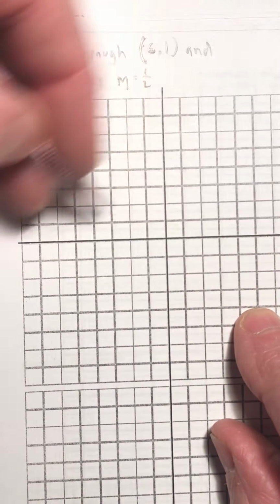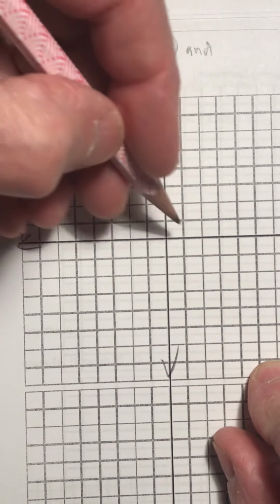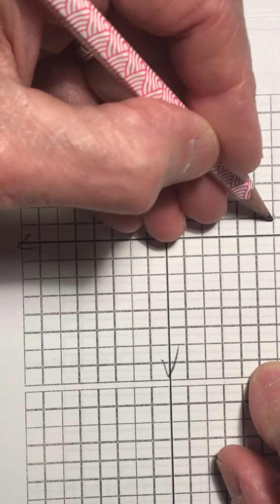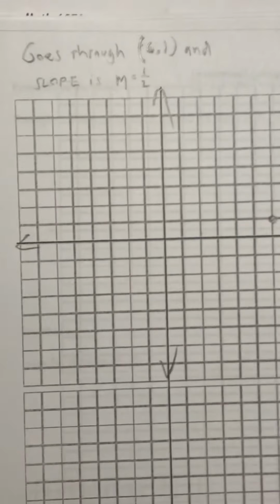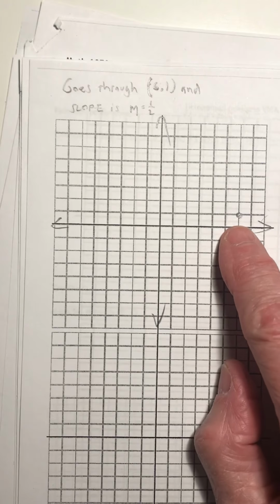And there's the x-axis, and there's the y-axis. So 6, 1, 2, 4, 6. 6, 1 is right here. And I need to zoom out just a little bit so you can see what's going on. So there's the point 6, 1.